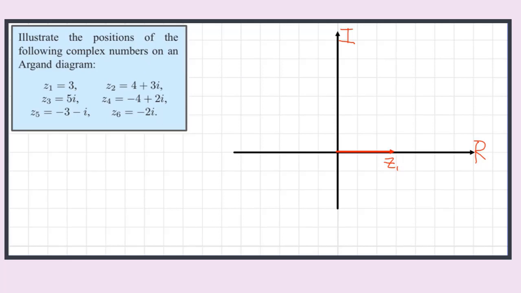z2, 4 plus 3i. So the real part is 4. So 1, 2, 3, 4, plus 3i, so it goes 3 up. So you're going to go to the point 4, 3. So 4 along and 3 up. And the tip of the arrow should be pointing at 4, 3. So that is z2.